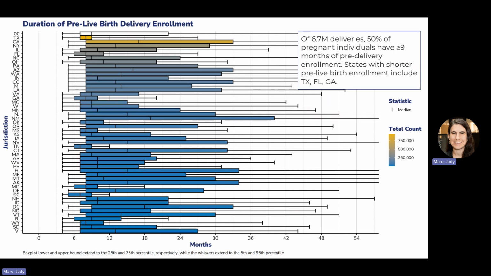States with shorter pre-live birth enrollment include Texas, Florida, and Georgia. And so in those particular jurisdictions, when thinking about studying them, for example, if we need to study something that happens right around the date of conception or the last menstrual period, we might not have data there. It might be missing because they have shorter pre-live birth enrollment spans. And so this is really particularly important when we're thinking about conditions that are either just pre-pregnancy or right at the point of conception period when we're doing work.